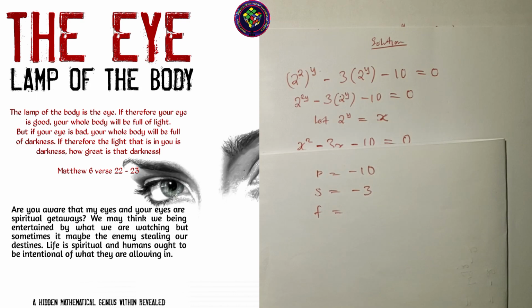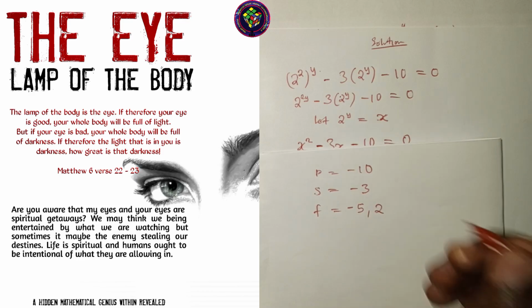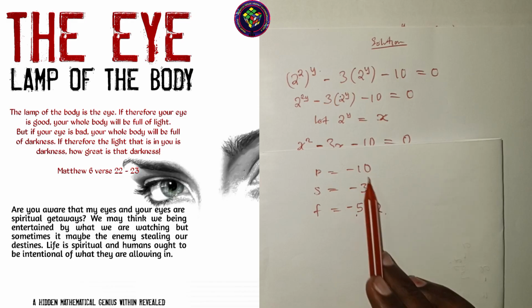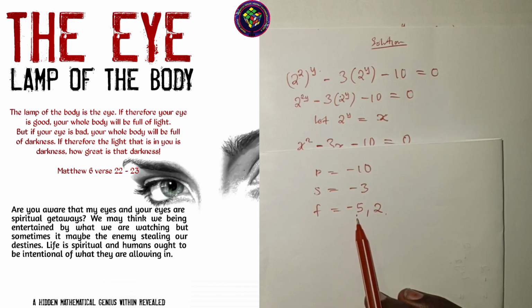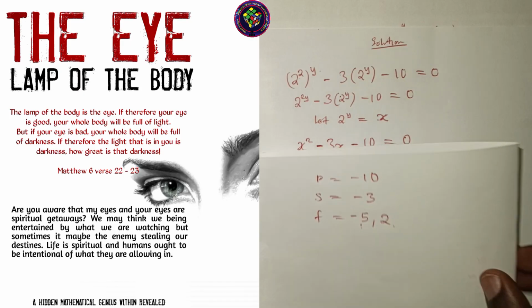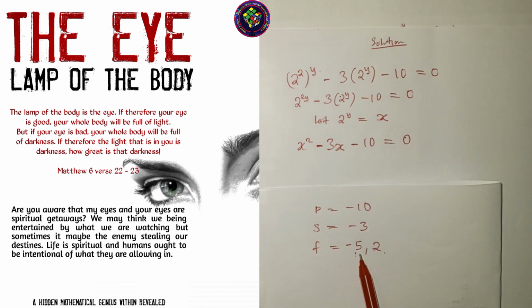Okay, so what 2 numbers can you multiply to get minus 10? Yes, it's minus 5 and 2. So minus 5 multiplied by 2, you get minus 10. And minus 5 plus 2, you get minus 3. So where there is minus 3x, we are going to replace it with minus 5x and plus 2x.